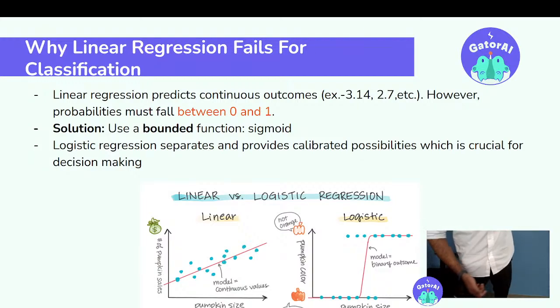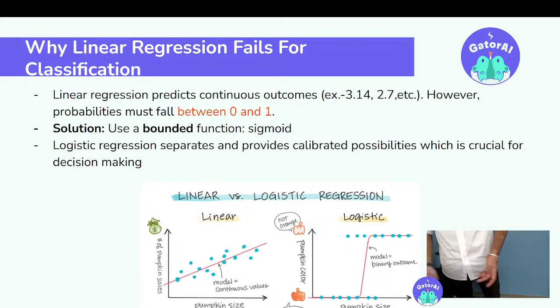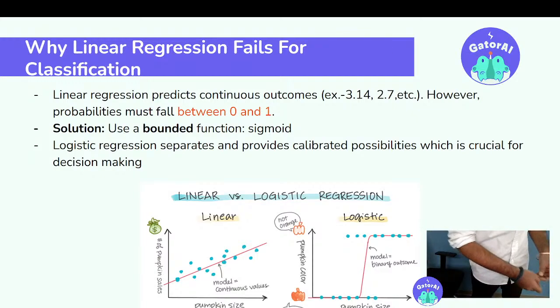As we see in the graph, we have pumpkin sizes. Let's say the pumpkin size is 10 and the prediction for that is 23.5. Well, that doesn't make sense because 23.5 in percentage is 2,350%. Again, we can't interpret it that way. That's why you use the sigmoid function. We say that the pumpkin size is 10, and the probability that this pumpkin is orange, as seen in the graph, is 0.3.